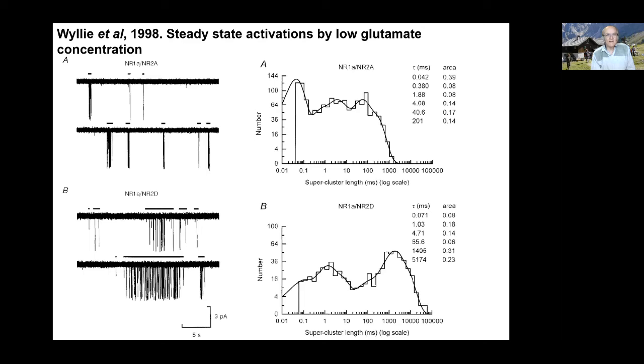If we look at the length of these activations, they were called superclusters in this particular paper, but it doesn't really matter what we call them. They're the lengths of these activations marked by the horizontal lines. We find we can fit 6 exponential components to them. Notice the wonderful resolution you get with single channel measurements. You could never fit 6 exponentials to a macroscopic curve, but you can fit them with reasonable consistency to the length of these channel activations.